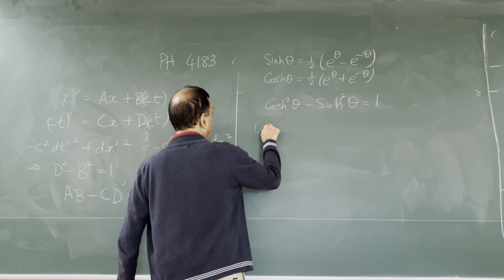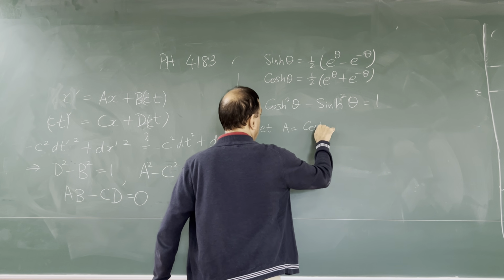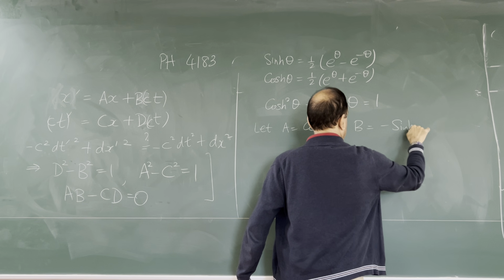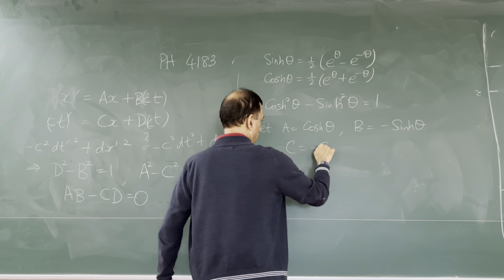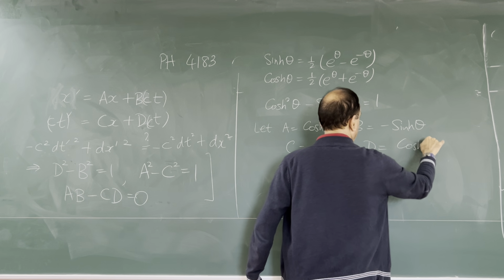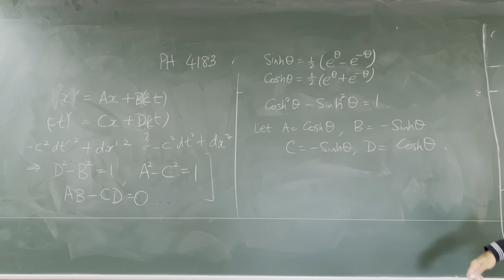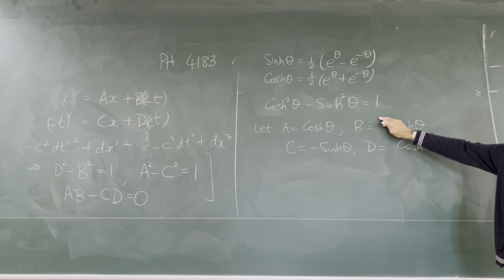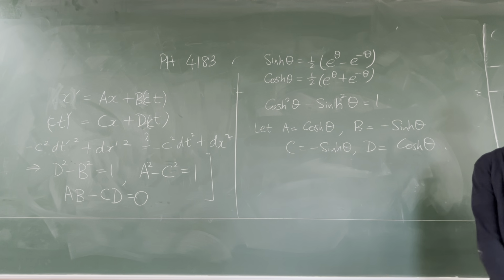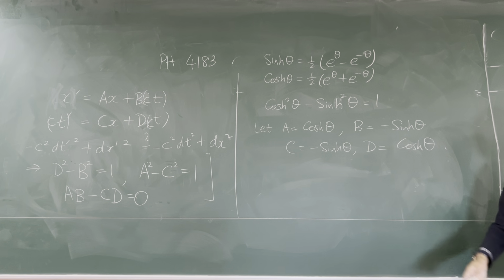So let A be cosh theta and B be minus sinh theta, C equals minus sinh theta, and D equals cosh theta. So now with these things, is the first line true? D squared minus B squared is 1, and A squared minus C squared is also 1. You may ask why I took the minus, it's just convenient. You can take plus if you like, but this is more convenient.